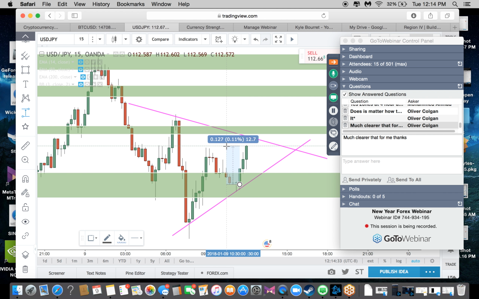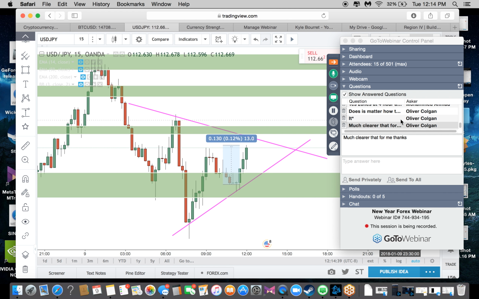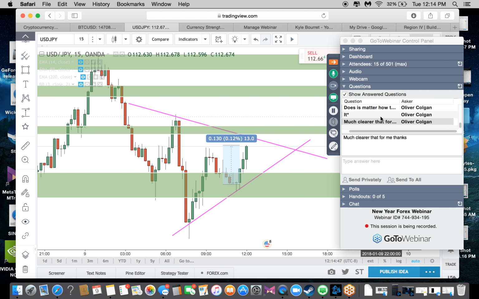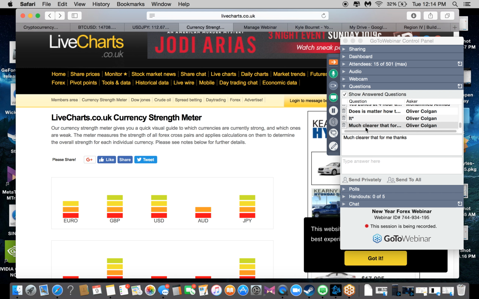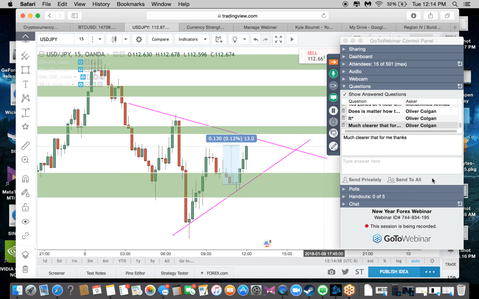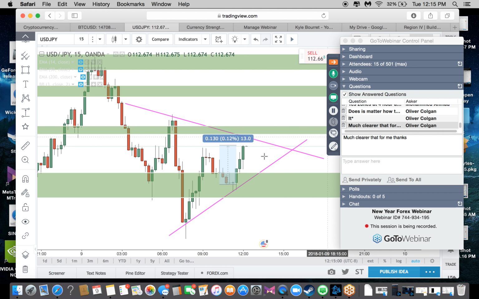Like 13 pips. Anybody have questions on the currency meter? I'm not getting any, I think maybe it takes a little bit of time for the messages to go through. I just want to know if you guys are confused on how I use the currency meter, when I use it, how it becomes effective. I go over it pretty well, I think. But if I see any questions on it, I'll touch base with it again.